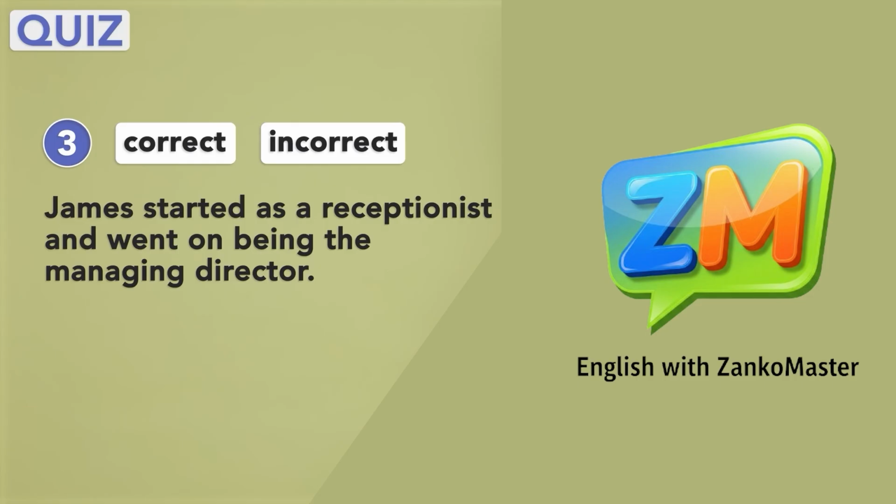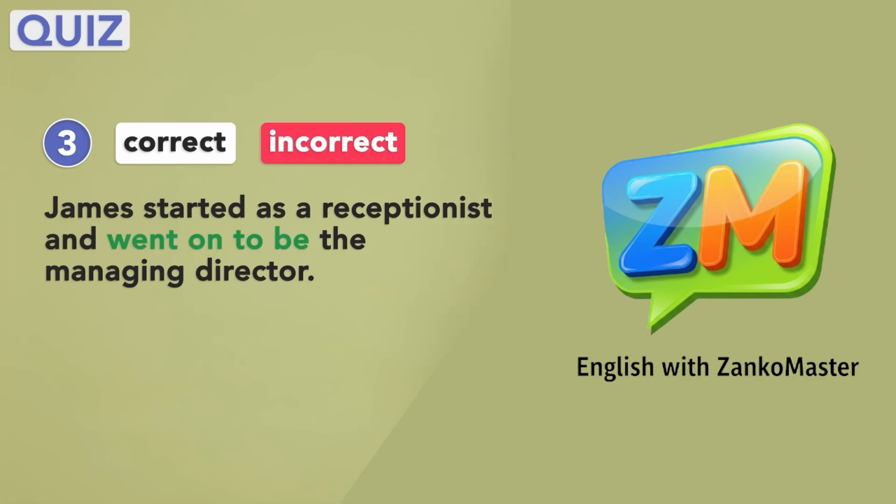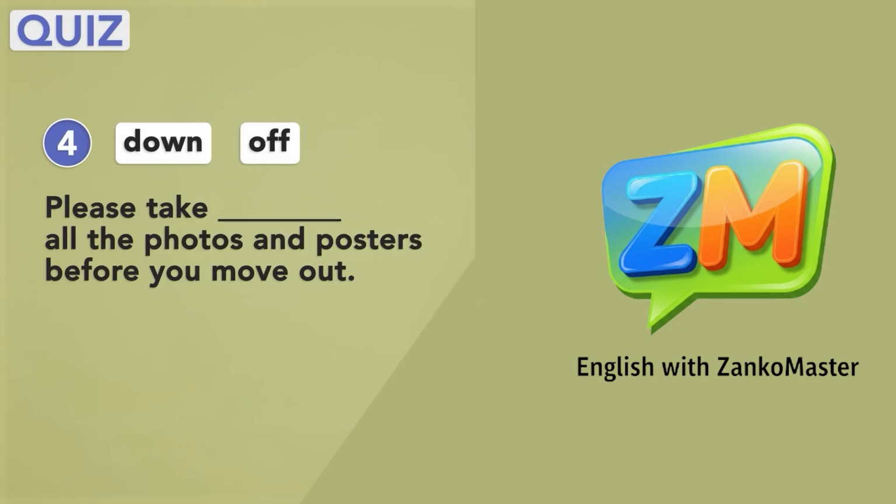Number 3, is this sentence correct? James started as a receptionist and went on being the managing director. It is incorrect. We should say, went on to be. He stopped being a receptionist and started something new when he became the managing director, probably after several other roles along the way.